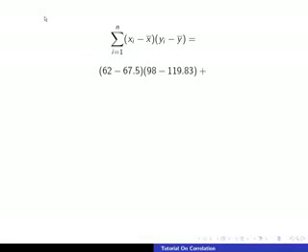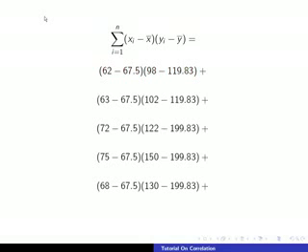So what we do is we take our first person's height and subtract our mean height, take our first person's weight and subtract the mean weight, and multiply the two together. We do the same for the second individual and so on until we reach our last subject. We add all these together and get a value of 448.5. Now we have the top line of our equation worked out.